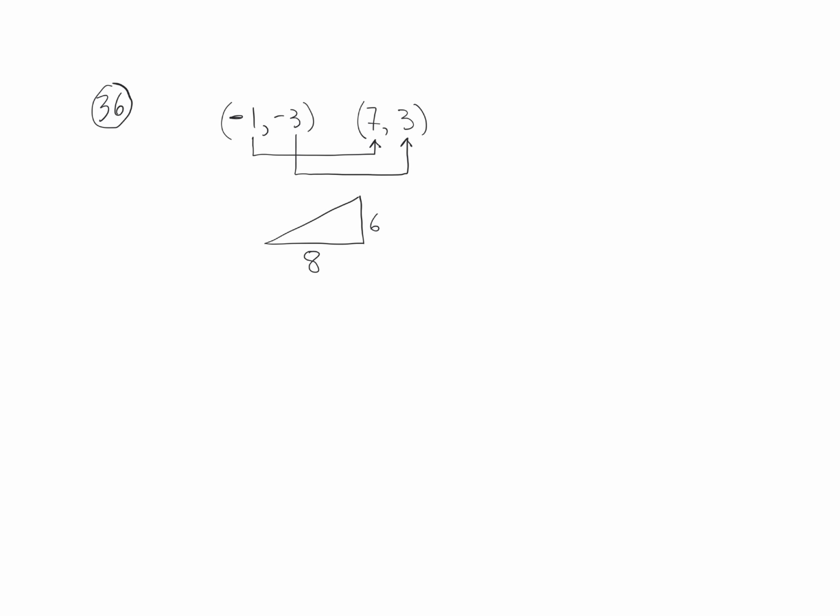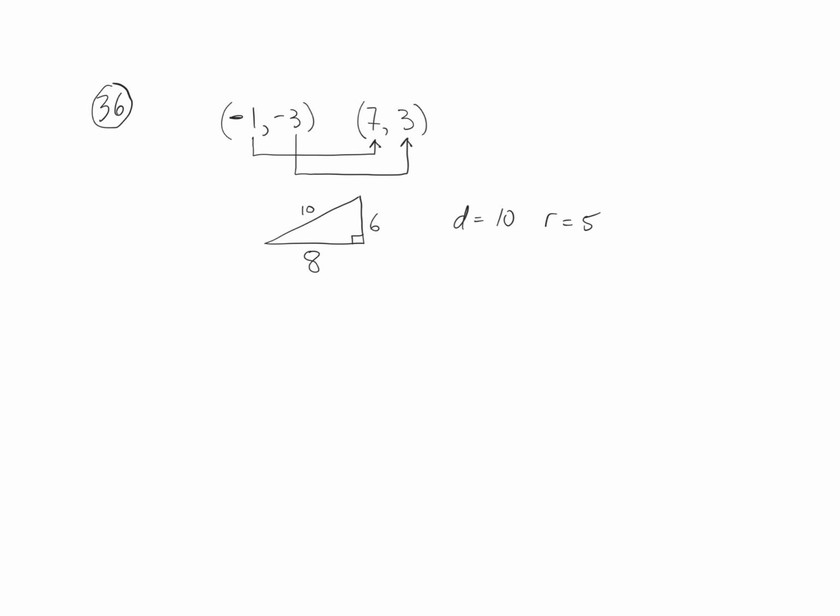And if we have a 6, 8 in a right triangle, we have 10 right here. We don't need to use the Pythagorean theorem because that is a known Pythagorean triple. So the diameter is 10. That means that the radius, of course, is 5. Now let's find the center of the circle. The center of the circle is the midpoint of these 2 points.